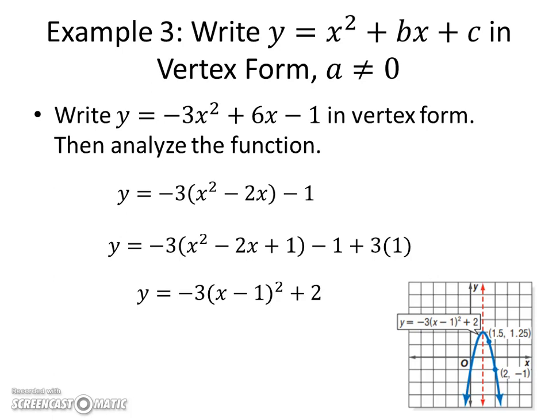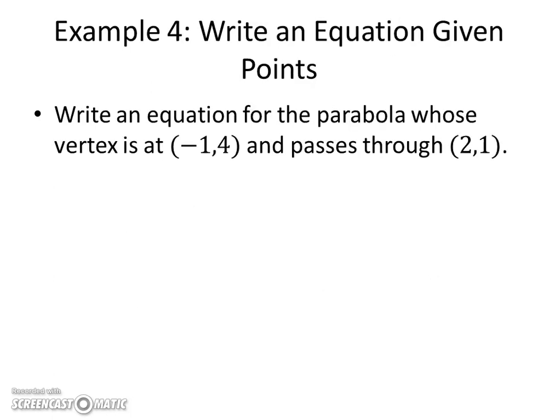Our last example, we're going to write an equation given points. We write the equation for the parabola whose vertex is at negative 1, 4, passes through the point 2, 1. The vertex of the parabola is negative 1, 4, so h is negative 1, k is 4. Since 2, 1 is a point on the graph of the parabola, x equals 2, y equals 1. We're going to substitute these values into vertex form of the equation and solve for a. So x is 2, y is 1, our vertex h is negative 1, k is 4.